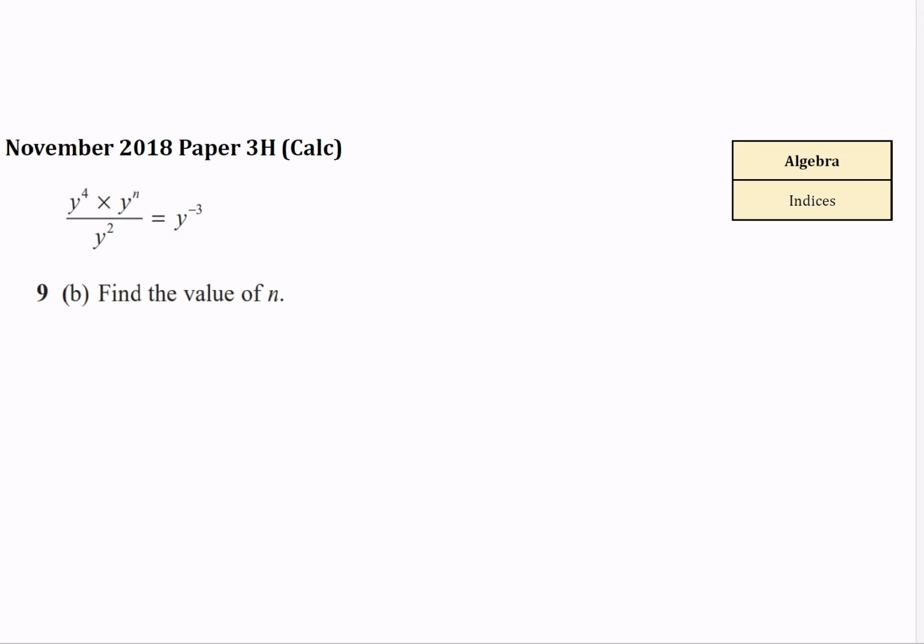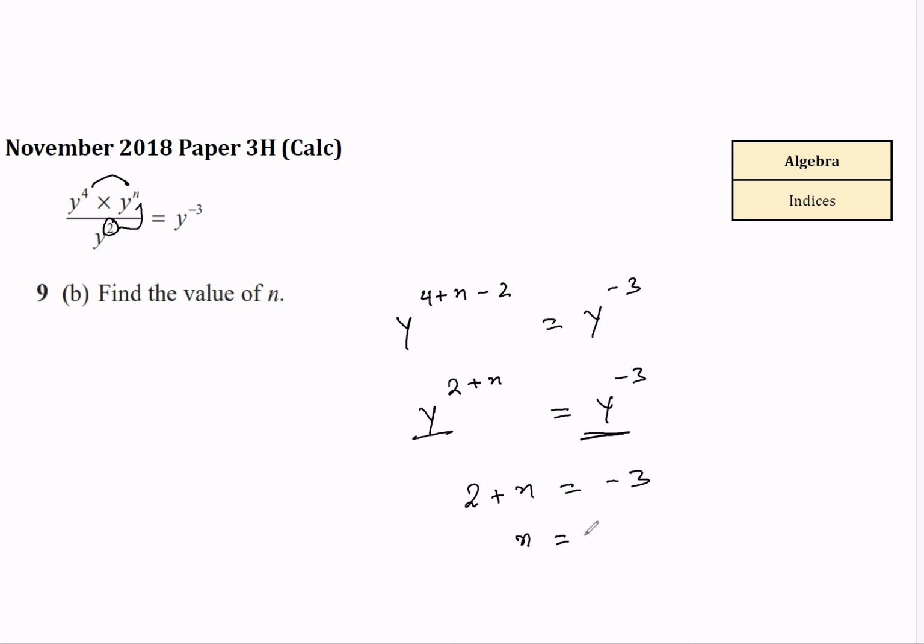In this question, you can see that we have the powers of y. y is our base. Since these two are in multiplication, you have to add them, 4 plus n, and this 2 goes on top, it will be minus 2, and y^(minus 3). 4 minus 2 is 2, so y^(2 plus n) equals y^(minus 3). Then this base and this base are the same, so you have to equate the powers, and then n will be minus 3 minus 2, which is minus 5.